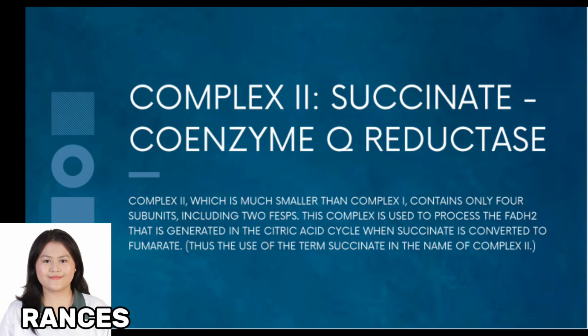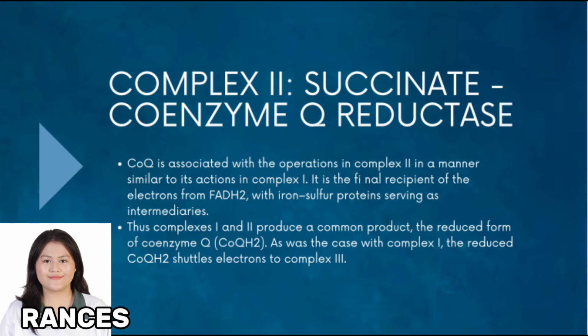So, continuing with complex 2, let's focus on the role of coenzyme Q, or CoQ. In this complex, CoQ functions similarly to its role in complex 1. It acts as the final recipient of electrons that originate from FADH2. These electrons are transferred through iron-sulfur proteins, which serve as intermediaries in this process.